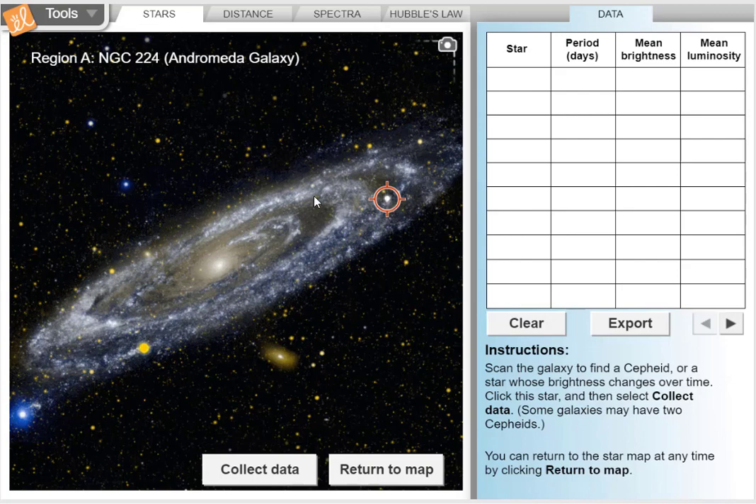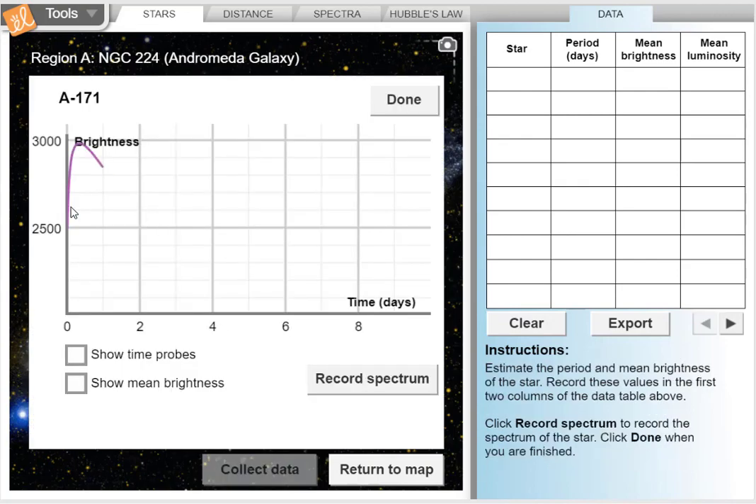Once I've selected a star, I'll click Collect Data, and you'll see it starts to graph the apparent brightness of that star over time. That's how bright it looks to us from Earth, whether we're looking at it with our eye or with special instruments. So what we need to look for is two different values. The first one is easy to collect. It's just the mean brightness, or how bright that star is on average.